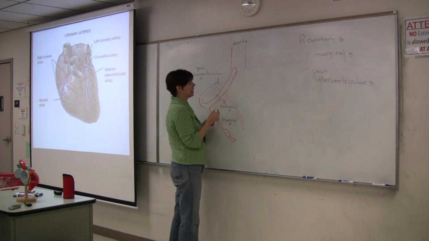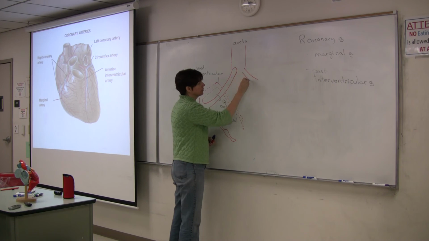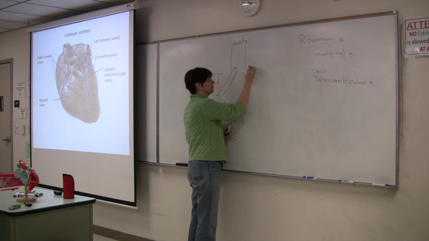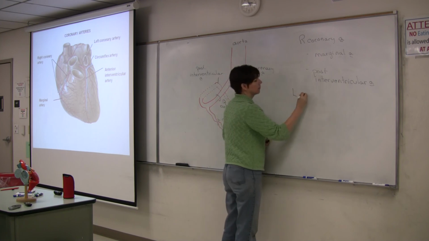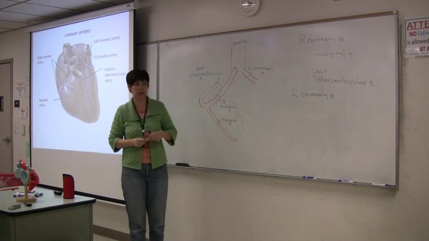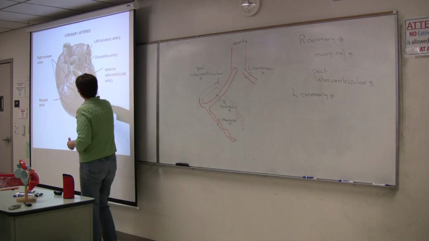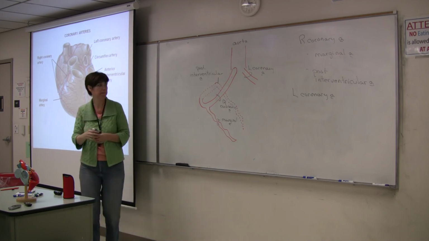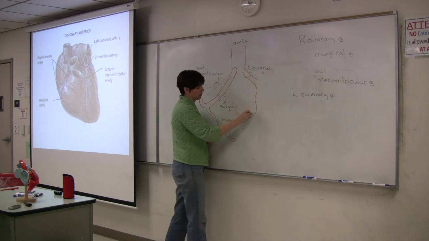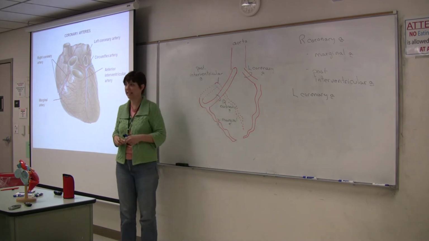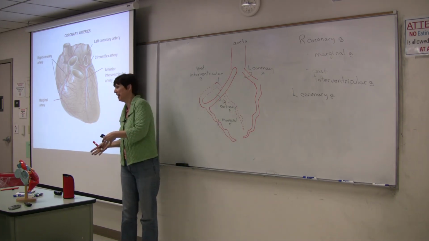So on the left side, we have the left coronary artery. And it also has two major branches that are the ones that I want you to identify. One is going to travel down the front of the heart in the interventricular groove on the front of the heart. And that is known, not surprisingly, as the anterior interventricular artery.